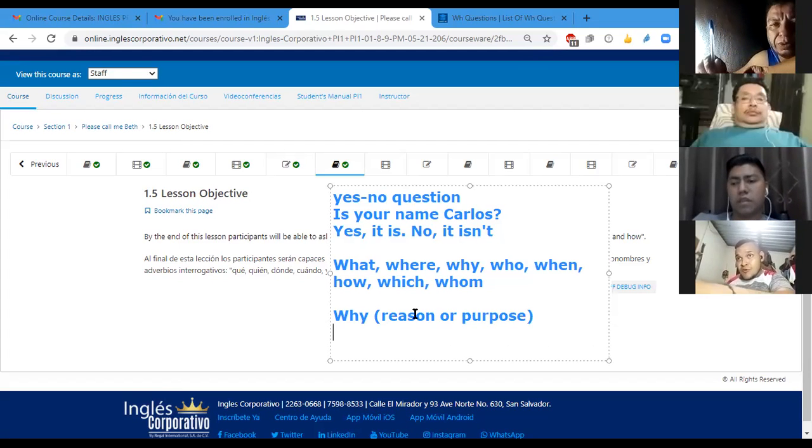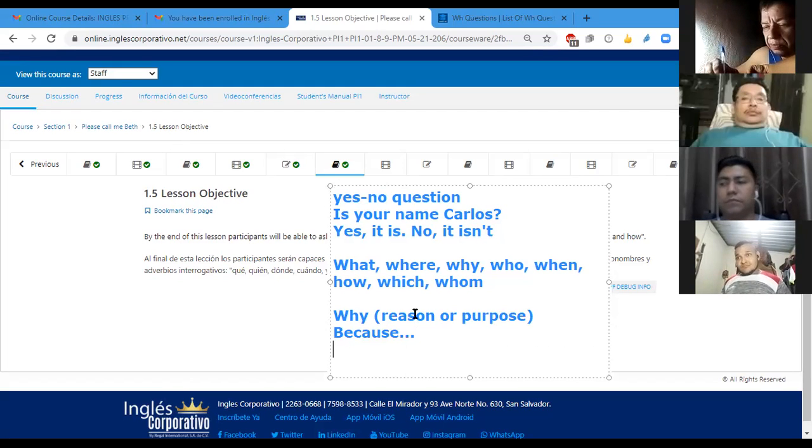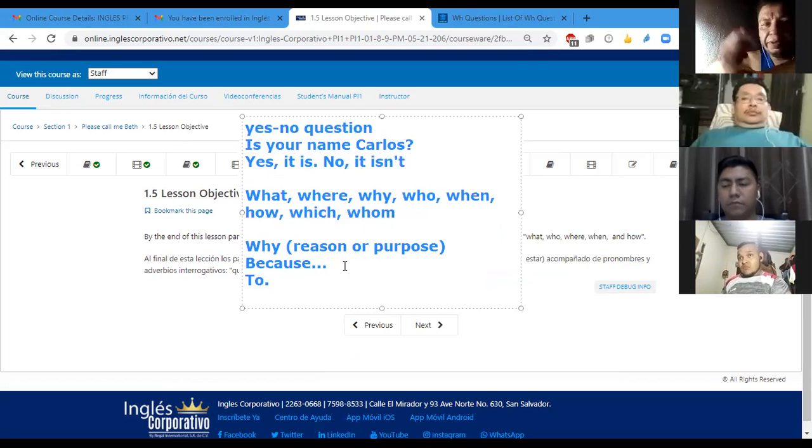Reason and purpose. The finality? Somehow, yes. The meaning to do something. So answers, who needs more explanation? The why is for explanation too. When you use because, okay? When you say because and you give a reason, you need more explanation, okay?